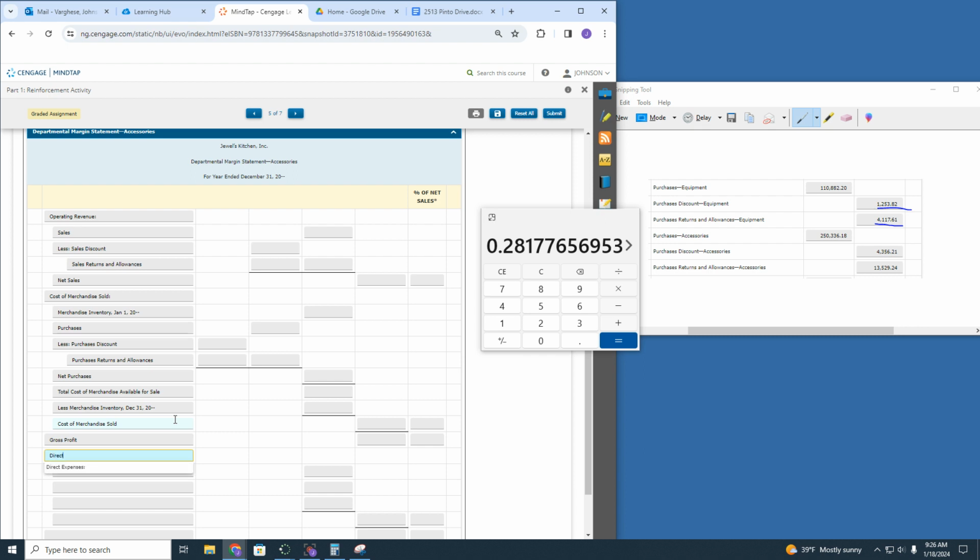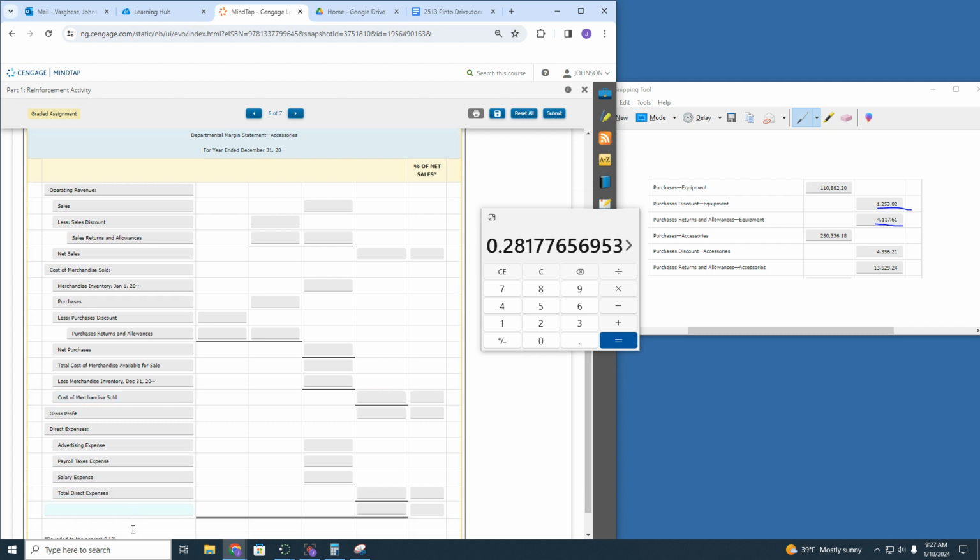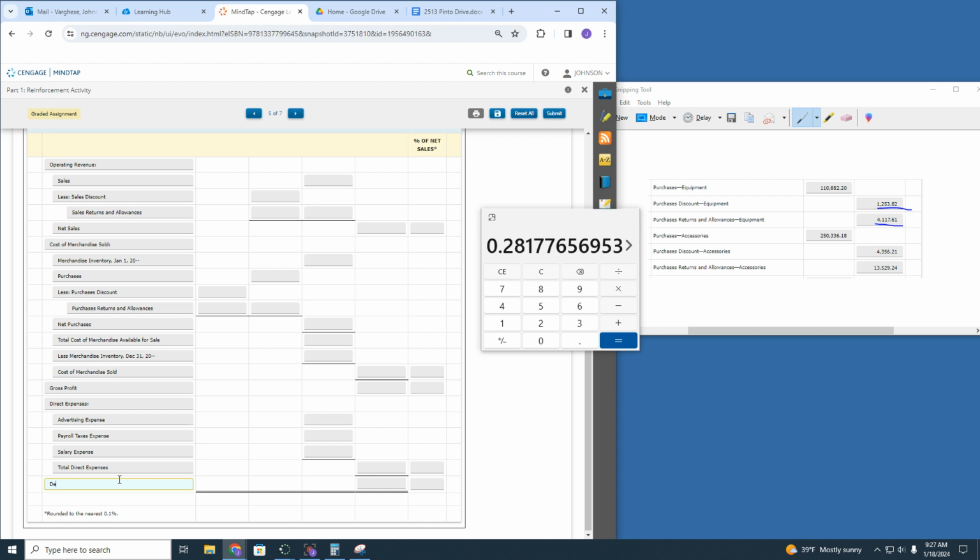And then look at direct expenses, so things that you can attribute directly to the accessories department, and that's going to be advertising expense for the accessories department, payroll tax expense for the accessories department, salary expense for the accessories department, and then you'll have a total direct expenses for that department, and you'll be able to solve their departmental margin, or how much they're making on every dollar. I guess that's one way to think about it.